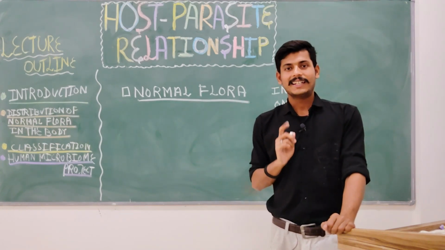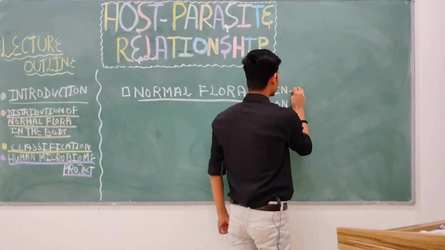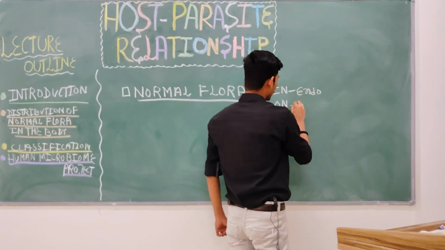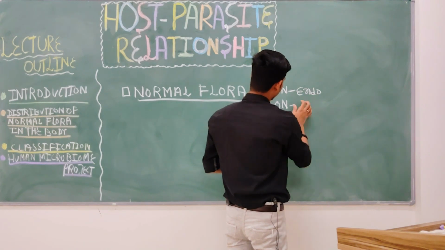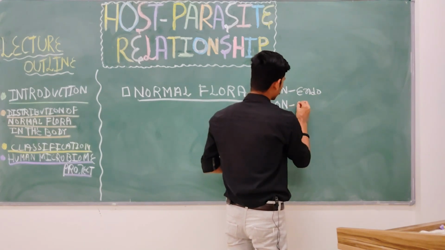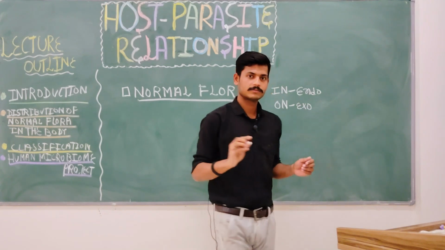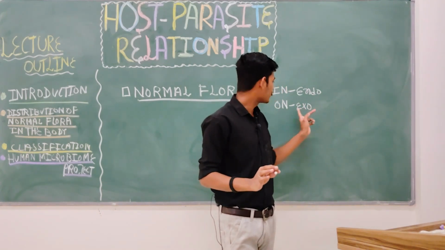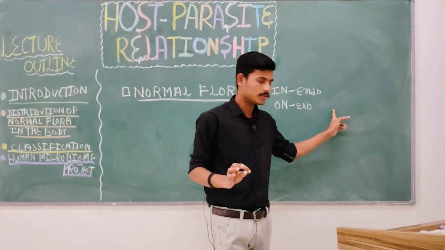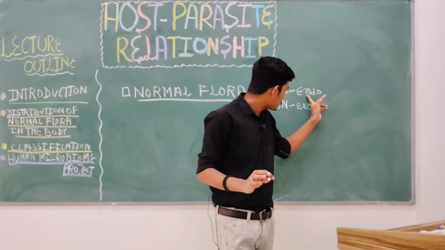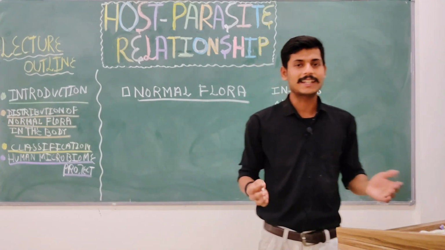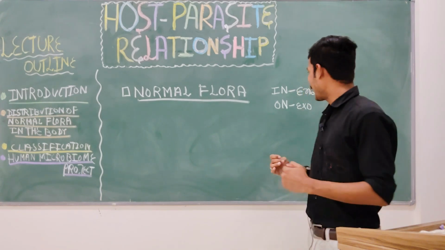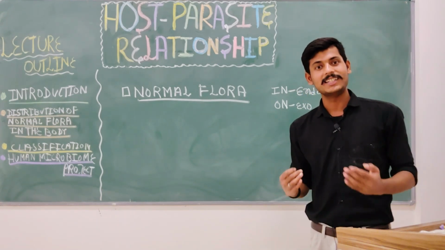This in denotes endo, and on denotes exo. So we can say endogenous and exogenous. Some of the organisms are endogenous and living in us, within us, and there are some organisms which are living on us.